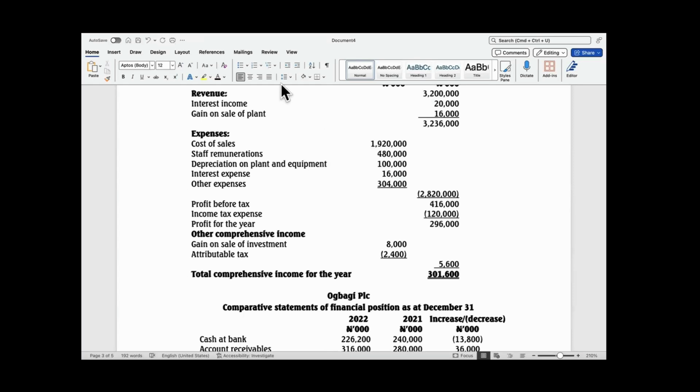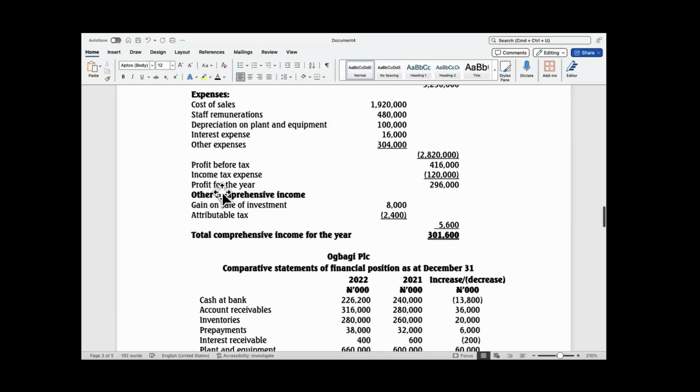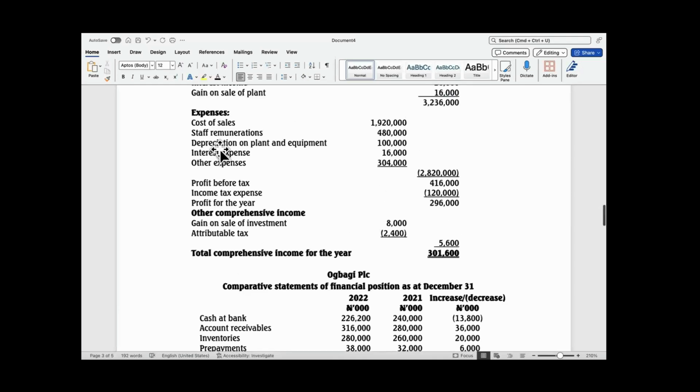Then my income tax. So this answer, I won't touch it. So I go to my income tax expense. So this one I have to be very careful. Why am I being careful? Because in my other comprehensive income, there is a gain on sale of investments. I know that gain on sale is a non-cash, so I'm going to ignore it, just the same way I ignore this gain on sale of plant.